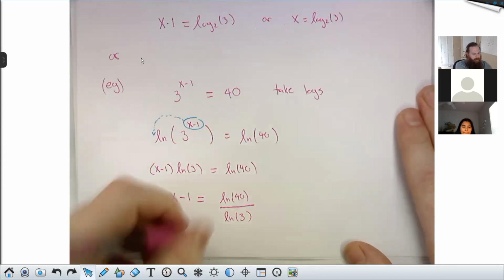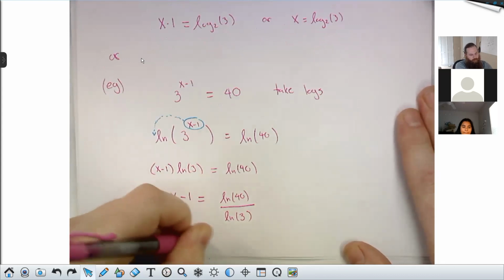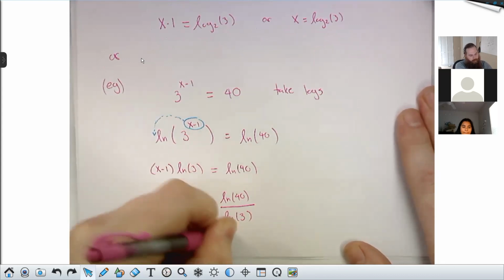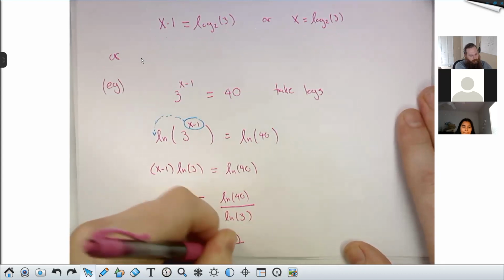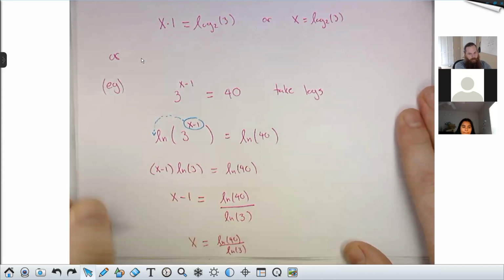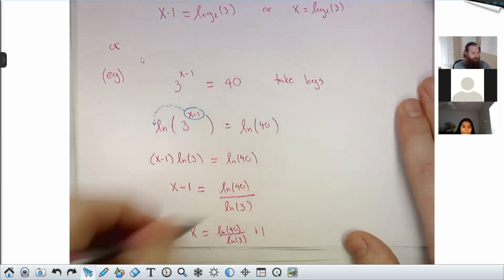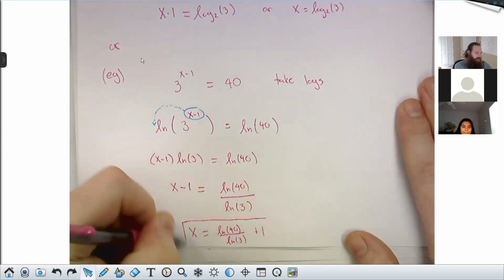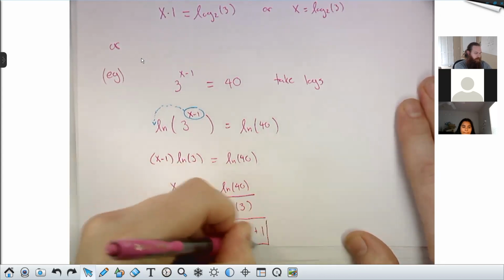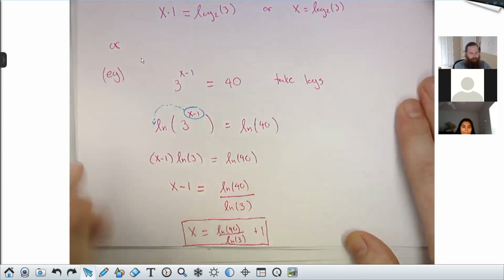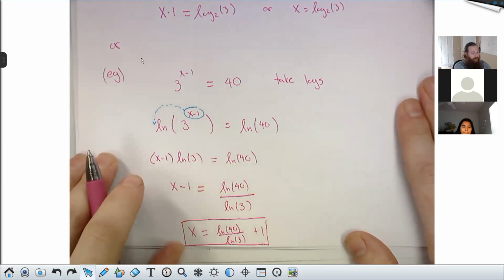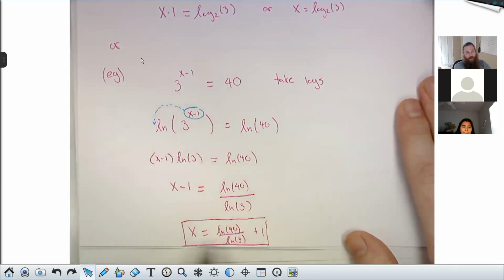And now finally, if I add 1 to both sides, I'll get x equals ln 40 over ln 3 plus 1. So this would be the solution to that equation. It's not very easy to take a guess at how large this is. Is this bigger or smaller than 1? Bigger or smaller than 5? Bigger or smaller than 10?